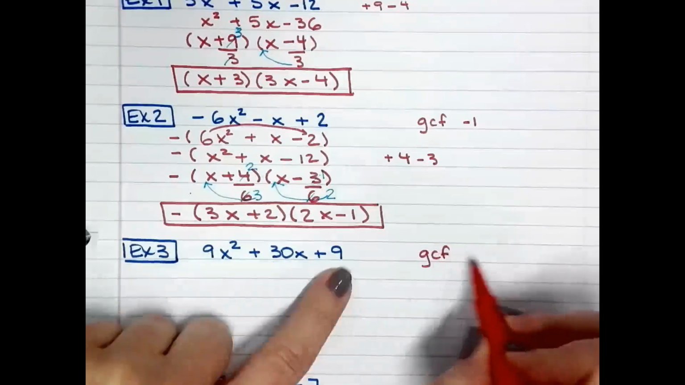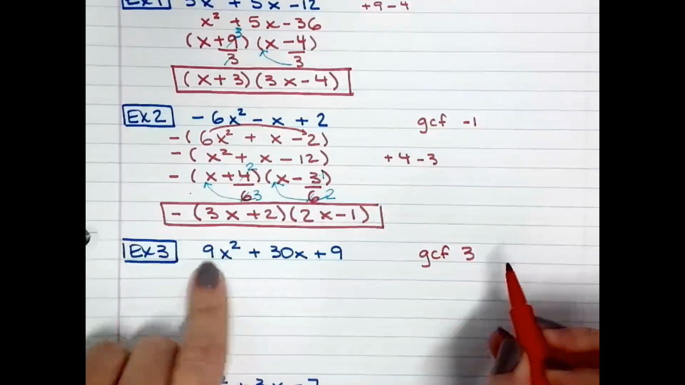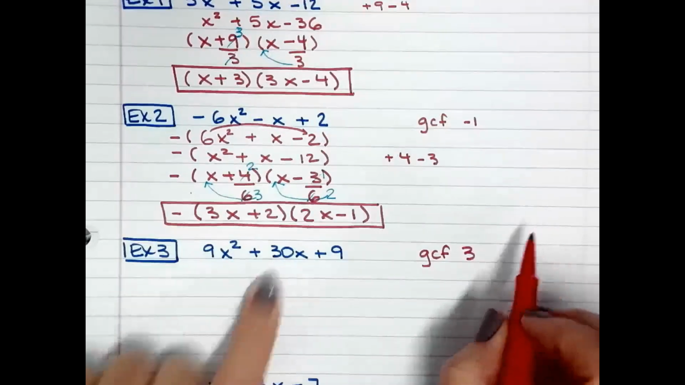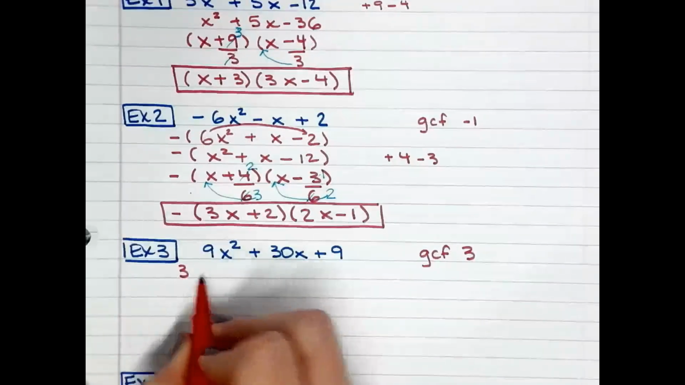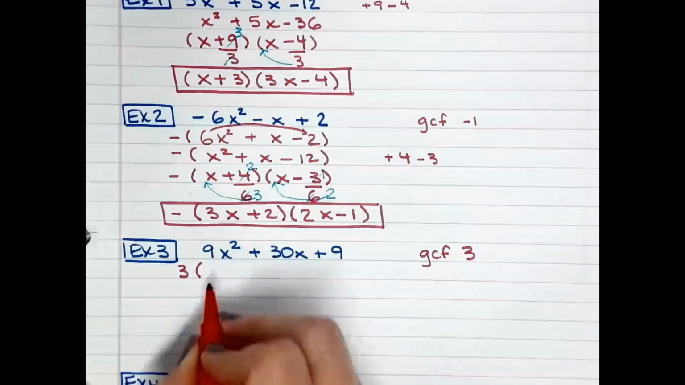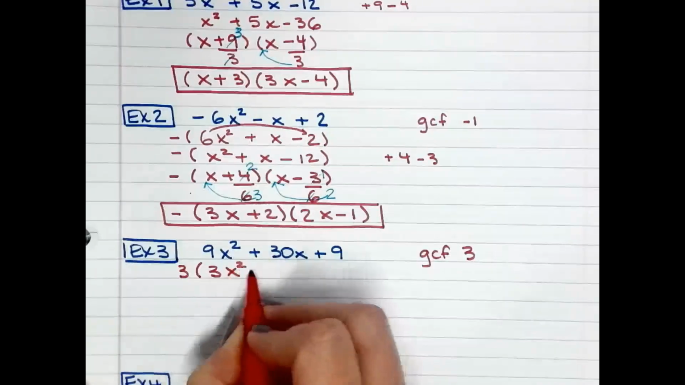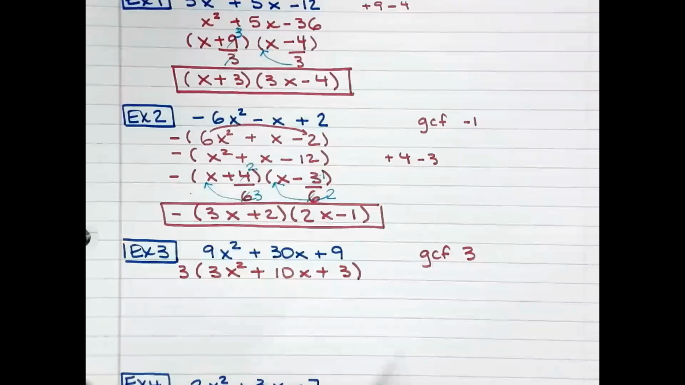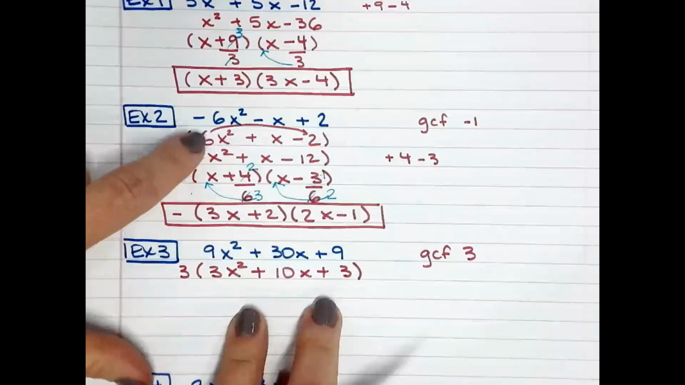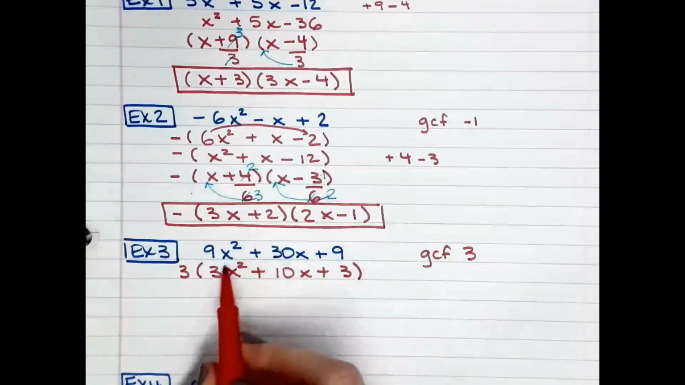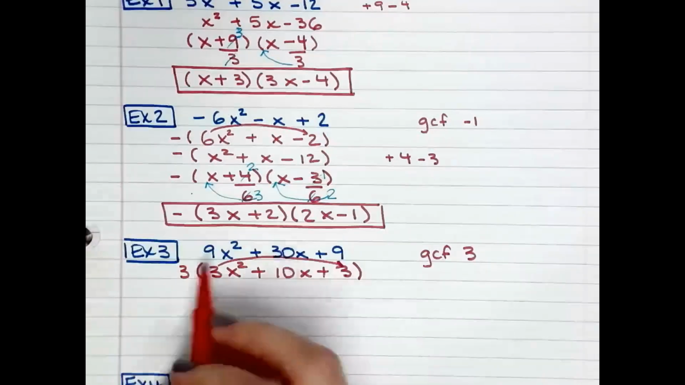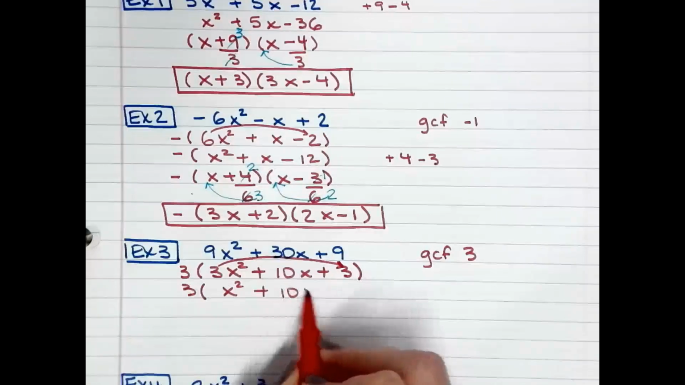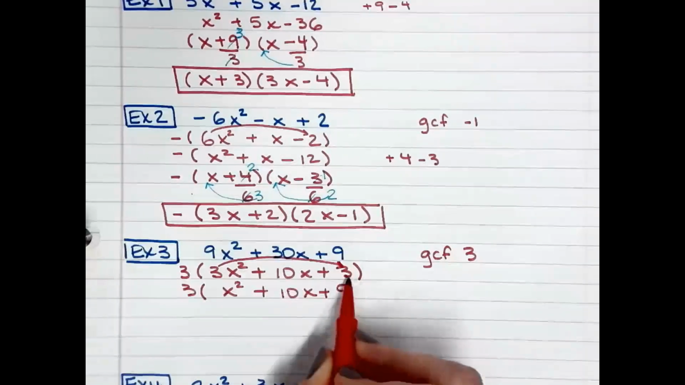GCF, I can divide everybody by 3. Can I divide by 9? No, because I can't divide 30 by 9. So GCF, just 3. So GCF goes in the front, divide every term by 3. Okay, now we're back to where we were at number 2. We're going to follow the same steps. Lots of practice here. Okay, so x squared plus 10x plus 9, because 3 times 3 is 9.